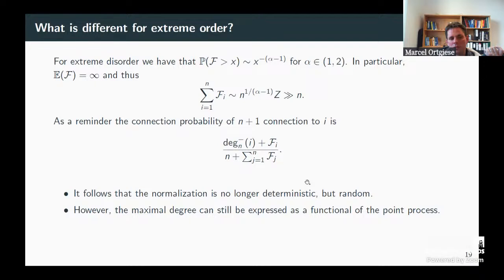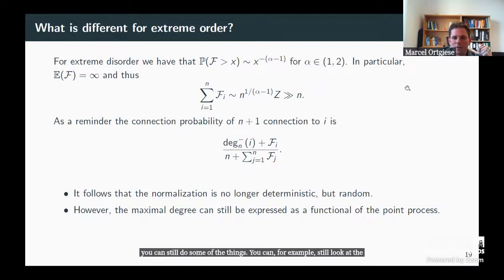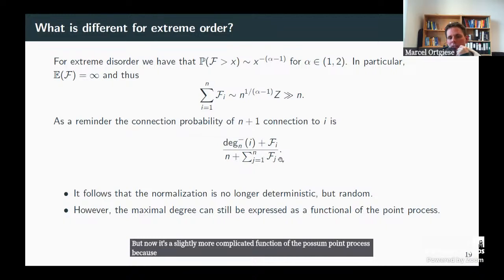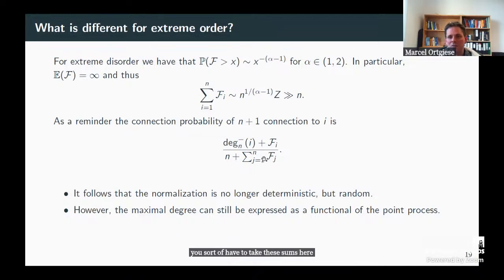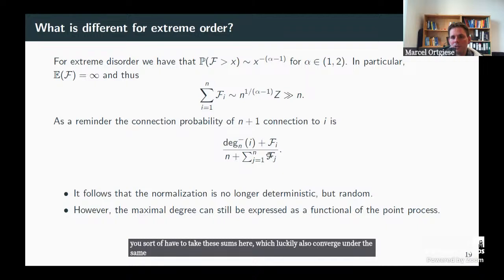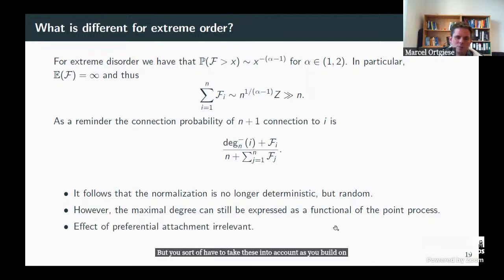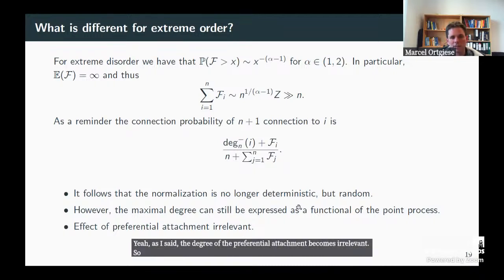You can still do some of the things. You can, for example, still look at the maximal degree, but now it's a slightly more complicated function of the Poisson point process, because you have to take these sums into account, which luckily also converge on the same scaling as the fitness, as you build your maximals. Yeah, as I said, the degree of the preferential attachment becomes irrelevant. So what happens for distance in this case? That's what I want to tell you about.